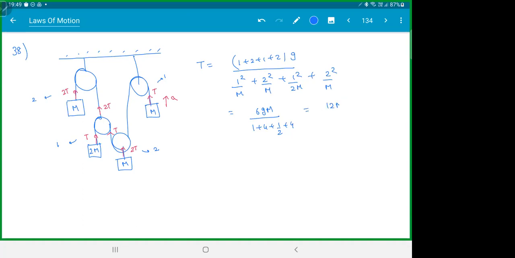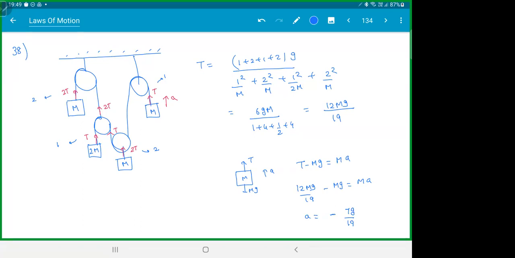This would be 12mg by, how much is that? 9 plus 8, 19. Yeah. So the tension is 12mg by 19. Now just write an FBD for the mass. T minus mg is equal to ma. So 12mg by 19 minus mg is ma. So I get a is equal to minus 7g by 19. Minus indicates it's not going up, it is coming down.